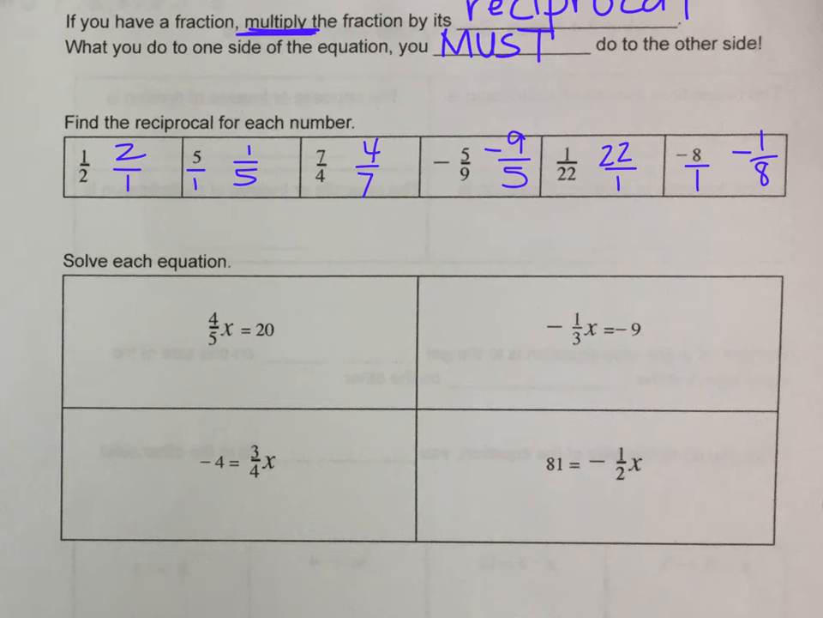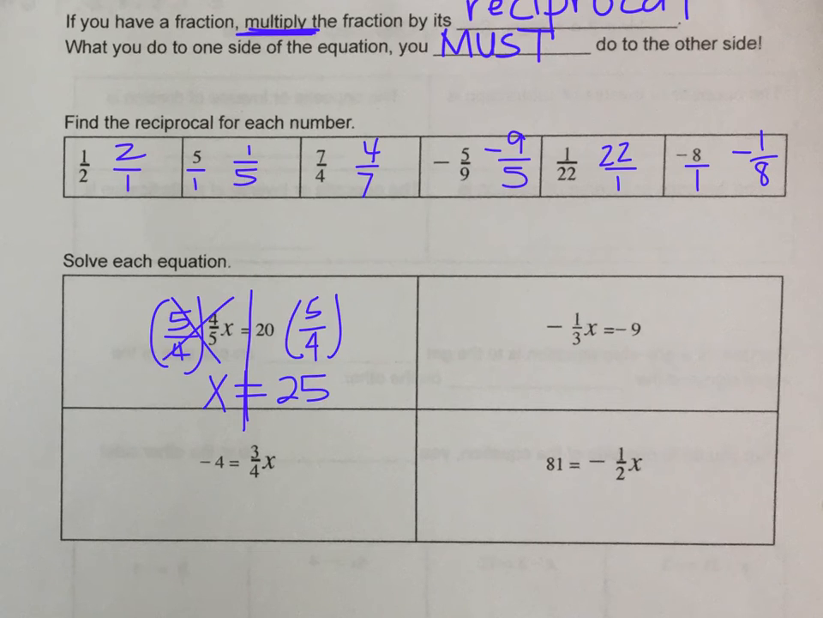The directions said we multiply the fraction by its reciprocal. So I'm going to multiply 4 over 5 times 5 over 4. They mark out. What I do to one side, I have to do to the other. When you type 20 times 5 over 4 in your calculator, using your fractions, use the calculator on your computer, you get x equals 25. Let's do the next one.